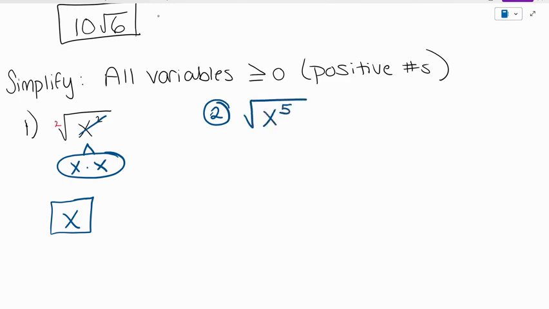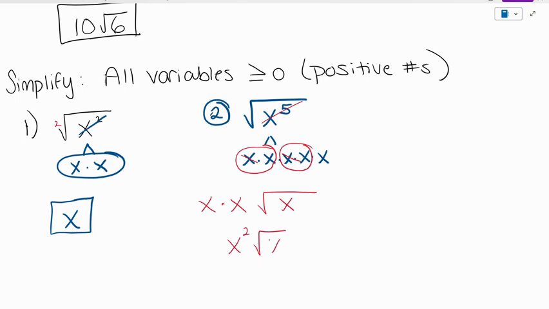And now I'm going to have the square root of x to the fifth. So that's 5 x's. 1, 2, 3, 4, 5. And you are now looking for pairs. You have one pair of x's, another pair of x's. Everything you circle goes on the outside one time. So I circled one pair of x's, so there's one x on the outside. But didn't I then circle another pair of x's? So that's another x on the outside. What's left on the inside? Just one x. x times x is x squared.